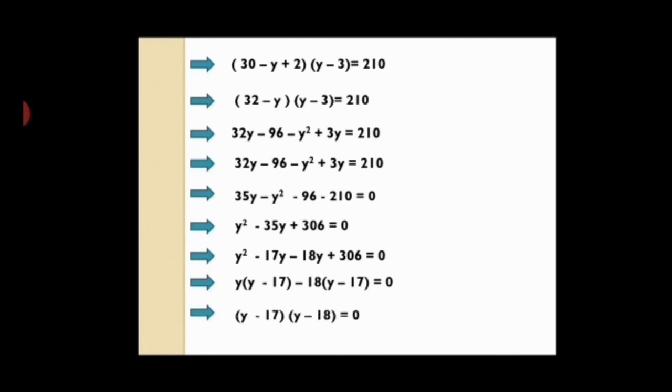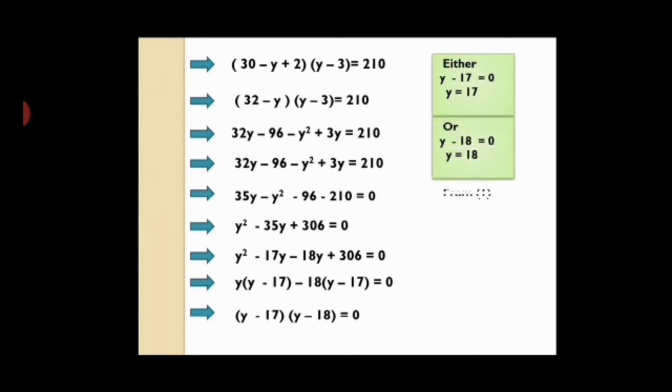So the first common factor will be y minus 17, and within the second bracket we write the remaining terms, y minus 18. These are the two factors. Either y minus 17 equals 0, we get y equals 17, or y minus 18 equals 0, we get y equals 18. So from equation 1, now we will get the values of x.